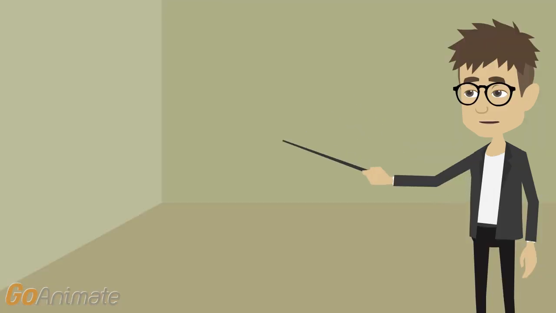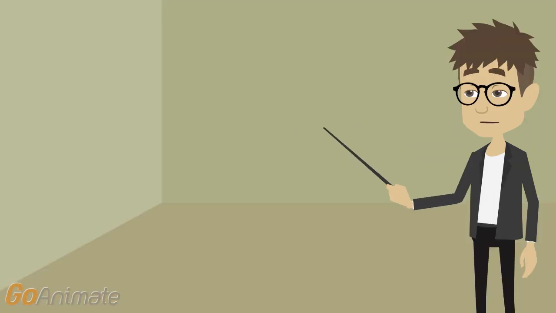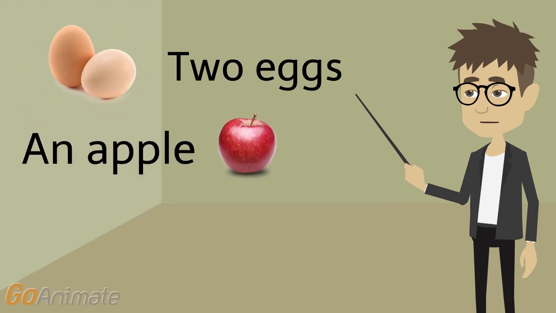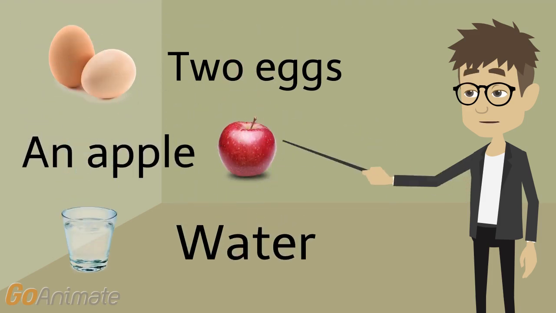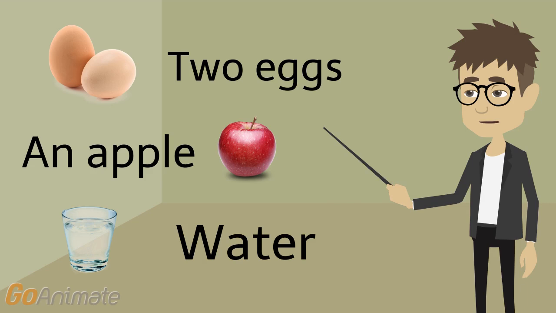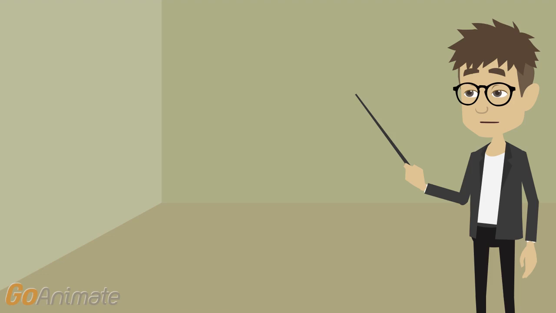Do you remember what Mary said? She said, I had 2 eggs, an apple, and water. Because eggs and apple are countable nouns, we can add a number and an article before them. But water is not countable, so we cannot use a number or an article before it.